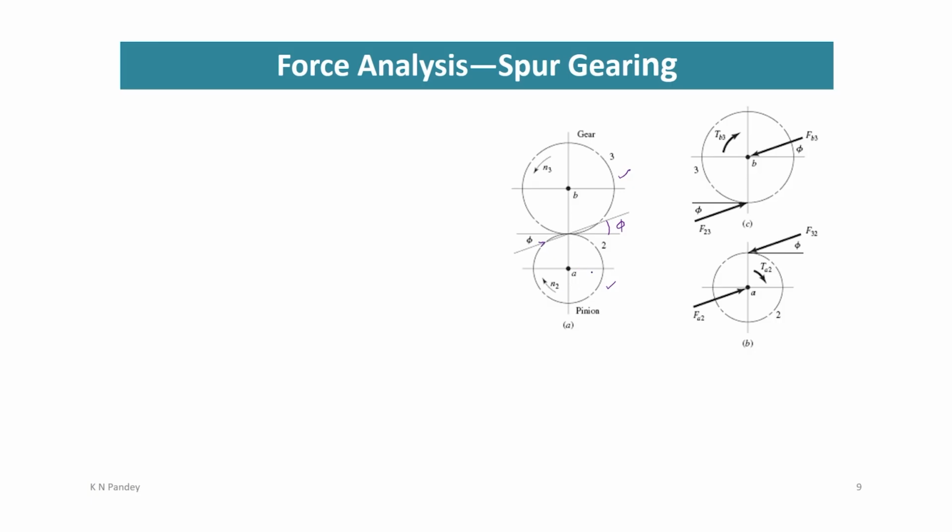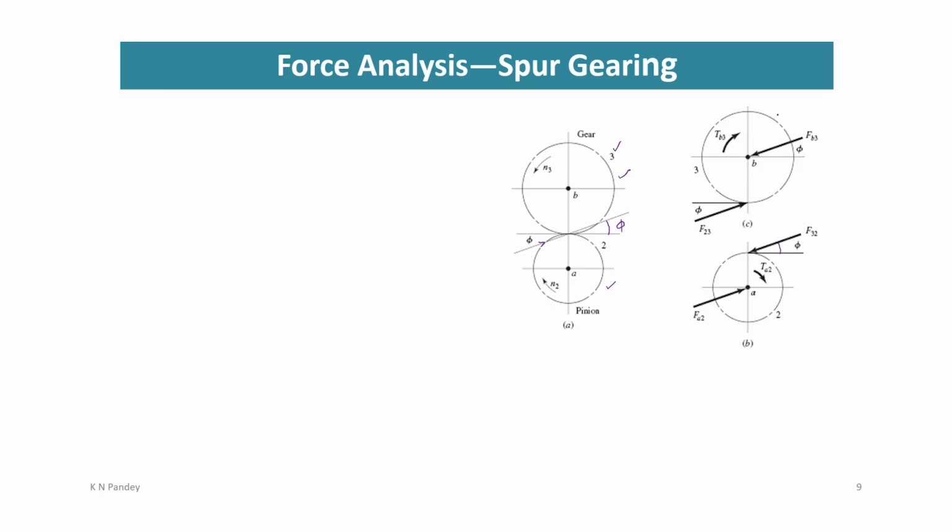If we draw the free body diagram of pinion, then on the pinion a force will be applied by the gear, which is the third member, along the line of action with an angle equal to pressure angle, and at the shaft opposite force equal to Fa2 will act.